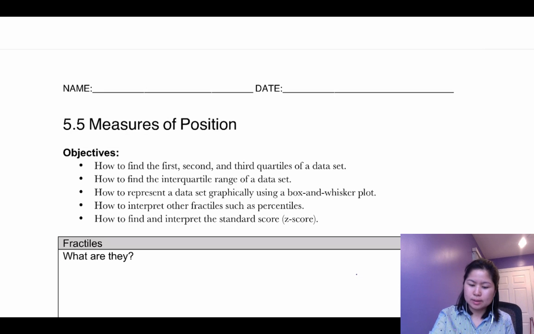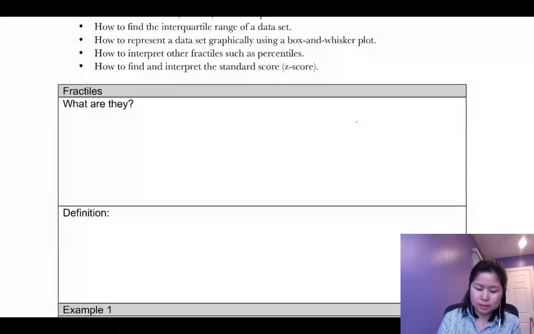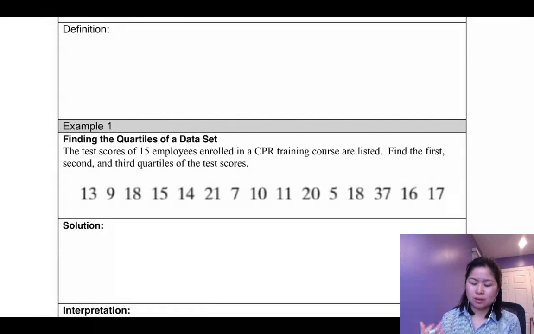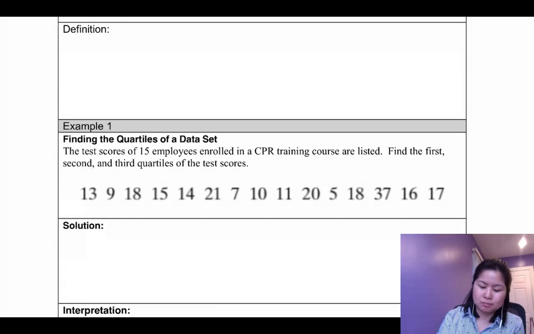All right, we will talk about measure of precision. Last time we talked about standard deviation, which gives you an idea where you are compared with the average. Same thing with this one. But for today's lesson, quartile is the way that we divide data, and instead of using the average, we're going to use a median.